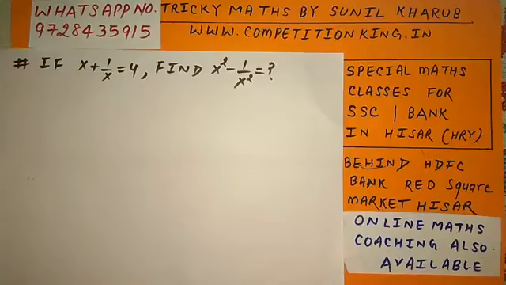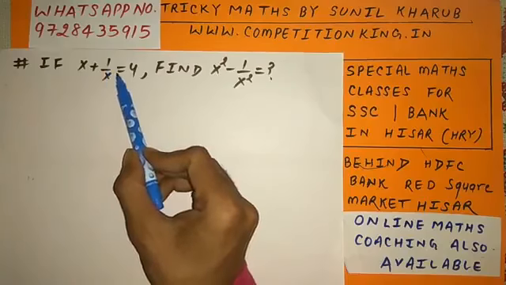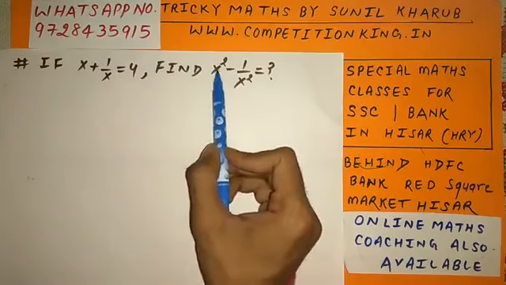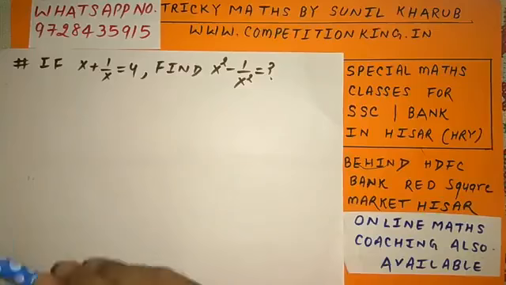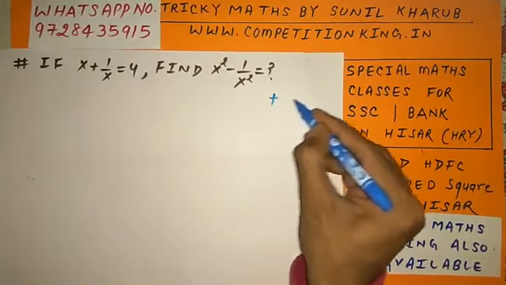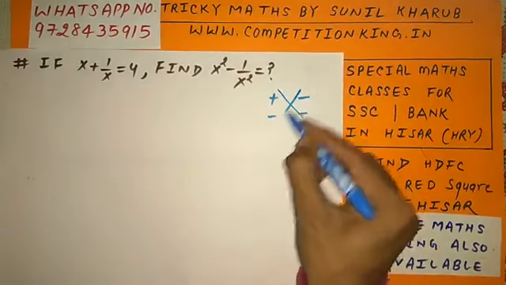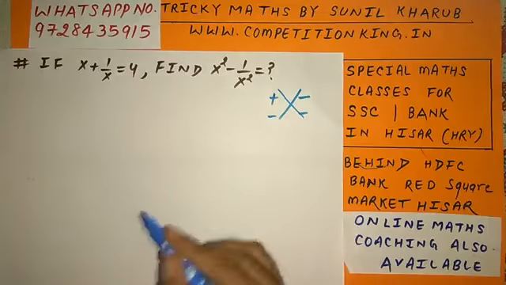Now we will see a very important question on the concept told earlier. See the question. If x plus 1 by x is 4, find the value of x square minus 1 by x square. As I already told you, in square, in the forward direction, you can't move from plus to minus and minus to minus. Okay, so how will we solve it?